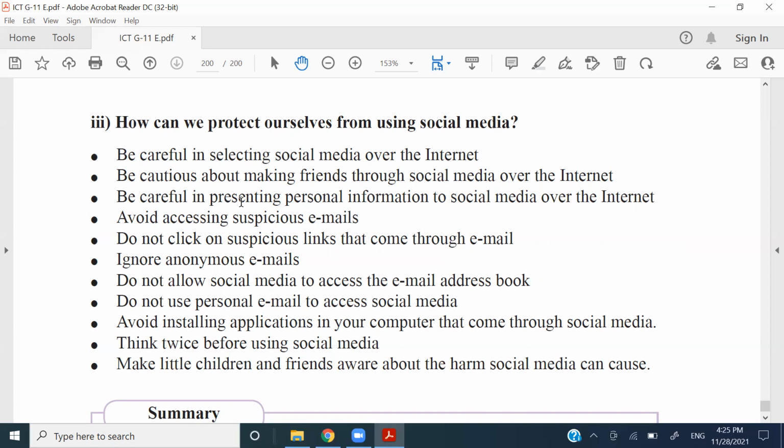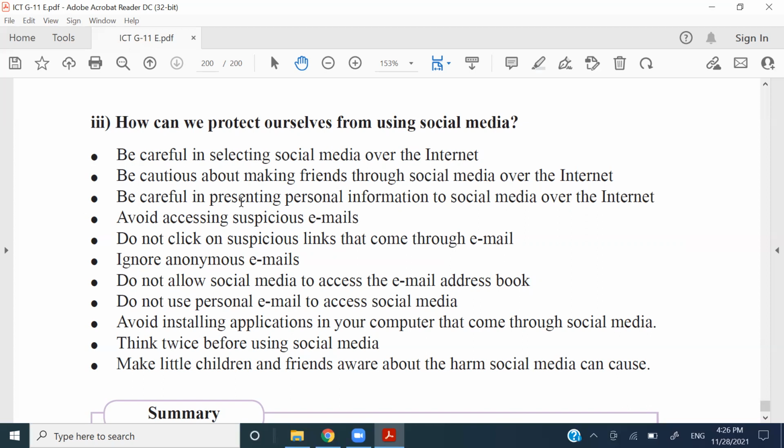Do not click on the suspicious links. Again, the spamming can happen. Ignore anonymous emails, again related to these spams. Do not allow social media to access the email address book, right? Sometimes we do this without the knowledge, right?